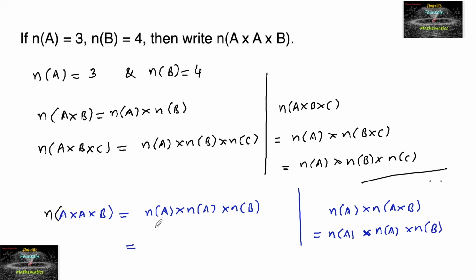So in both cases you will be getting number of elements in A is 3, number of elements in B is 4. So 3 3s are 9, 9 4s are 36. Here also you will get the same answer, 36. Okay, right, thank you.